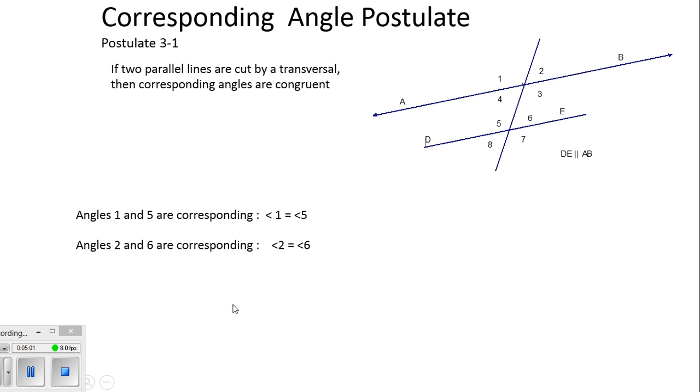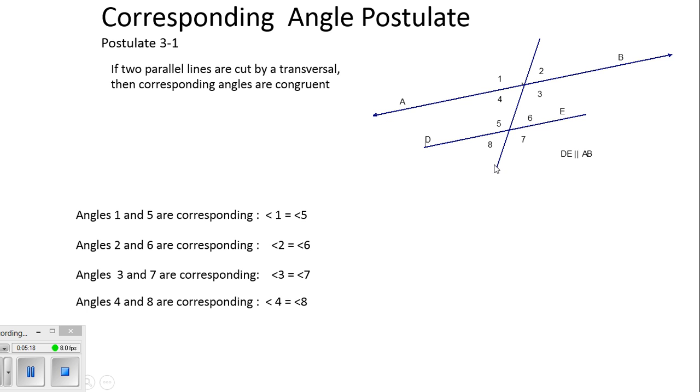2 and 6 are corresponding. And our postulate 3-1: corresponding angles formed by two parallel lines and a transversal slicing through them will be congruent. 2 and 6, 3 and 7, and 4 and 8. If two parallel lines are cut by a transversal, then corresponding angles are congruent.